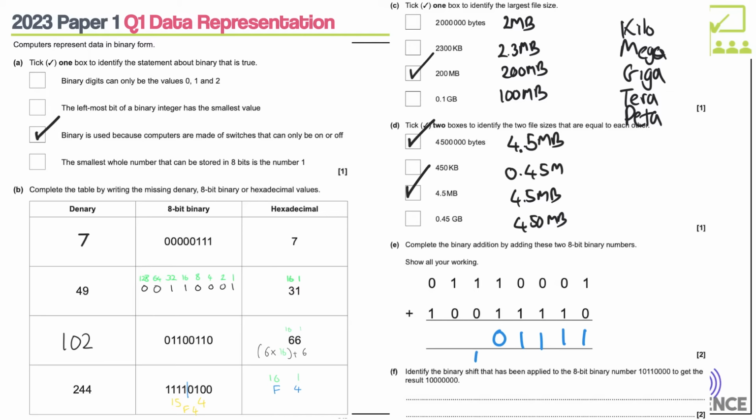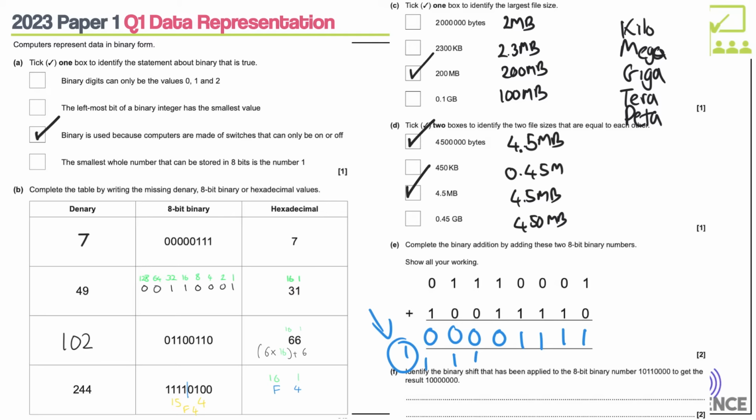1 plus 0 plus 1 is going to give us 2, so I write down 0, carry the 1. 1, 0, and 1 is going to give us 2. I do 0, carry the 1. And then finally, what is that called? Overflow error. If I don't catch it and do something with it, it's going to give me the wrong result.